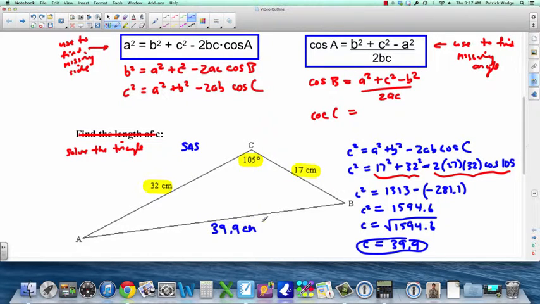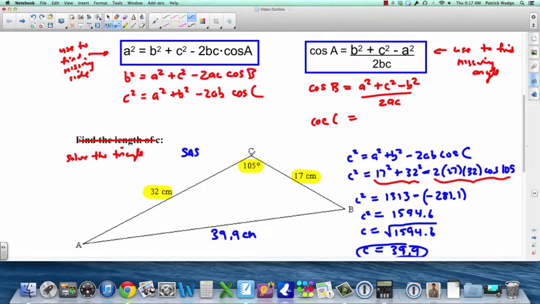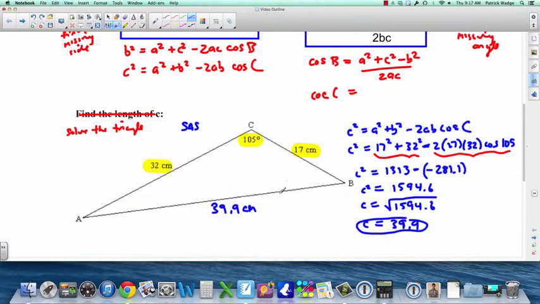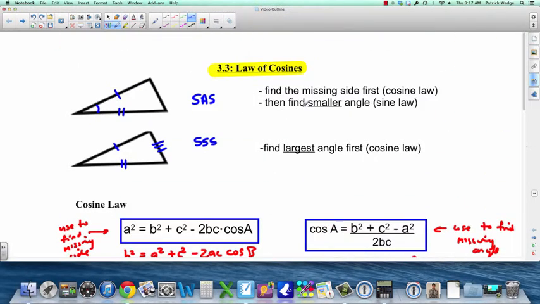Okay, now we have two angles to find. Which one should we find first? Well, it actually doesn't matter in this case because we already have the obtuse angle here, so it's safe to do it either way. But let's pretend this wasn't an obtuse angle, or you didn't realize that, or you just always want to be extra safe. Then we would follow the SAS rule, which is to find the missing side first. That's what we did. We found that side. And then find the smaller angle.